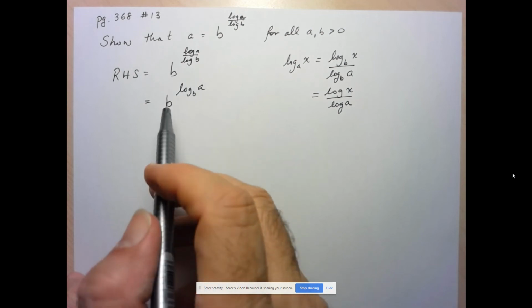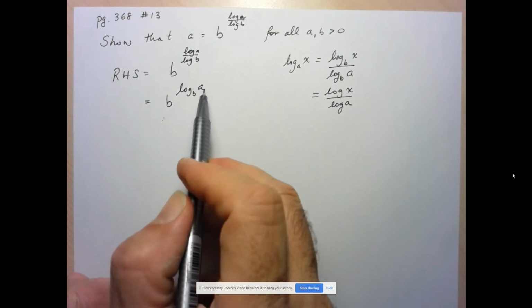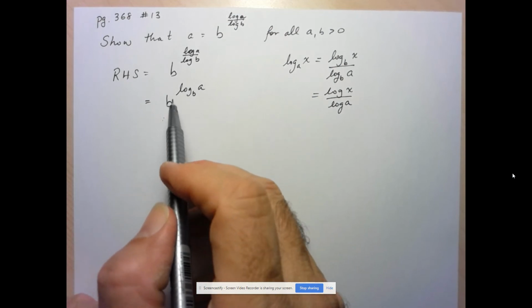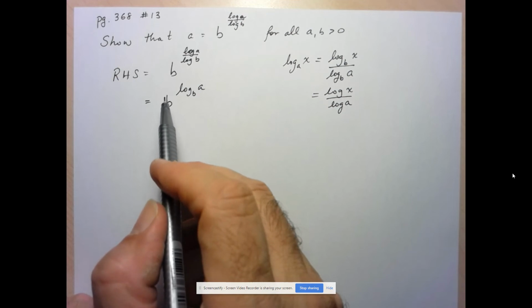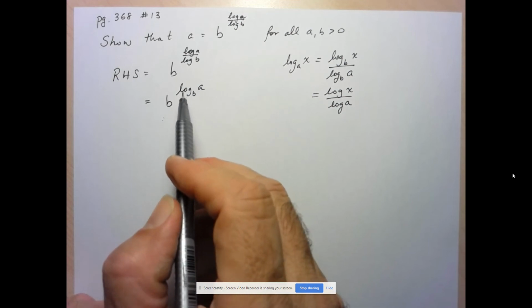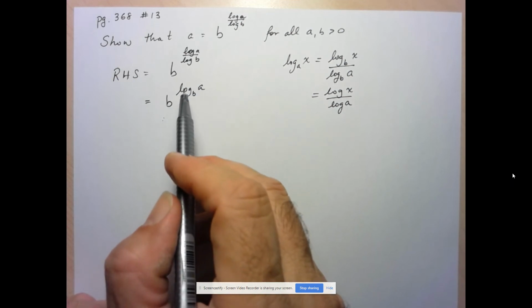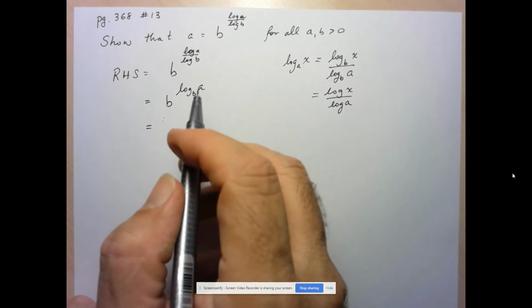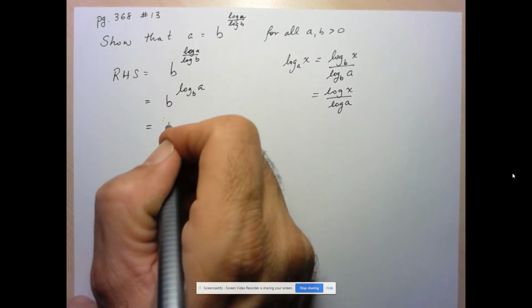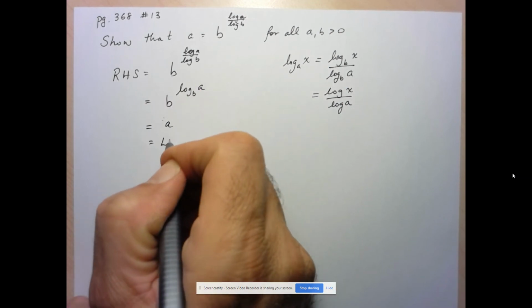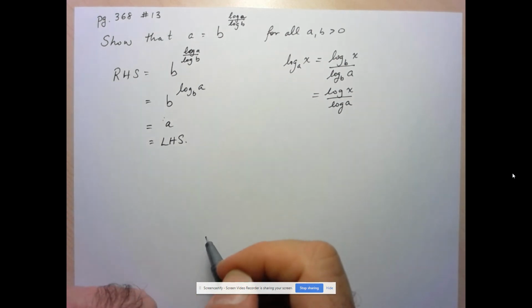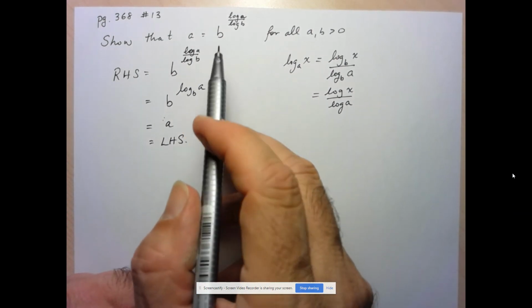All right, but now that I've written this in the form that I have here, I notice that I've got inverse functions, because this is the function b to the x, this is the function log base b of x. When I apply them consecutively, they cancel each other out. All right, so this here is just going to be equal to the original input, which is a, which is exactly our left-hand side.